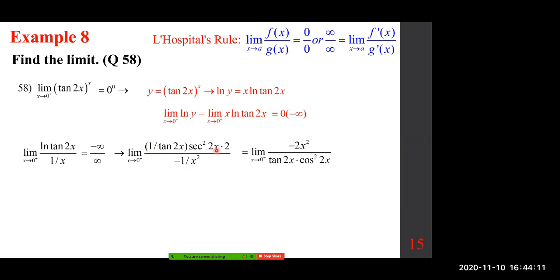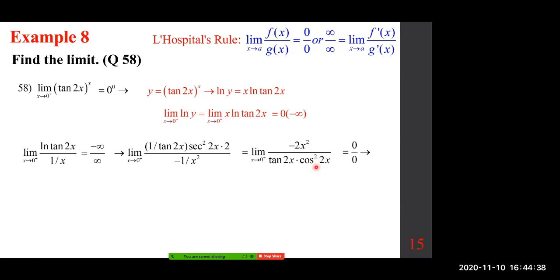So one more time, 1 over tan 2x takes the tan 2x down. Secant is 1 over cosine, so we can write it as cosine in the denominator. Of course, it's squared, so it's squared. All right, now plug in, and you get 0 at top. You get 0 times cosine of 0, which is 1. So it is 0 over 0.